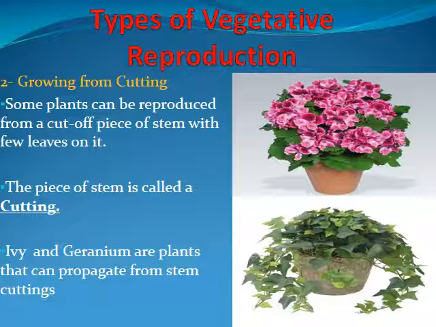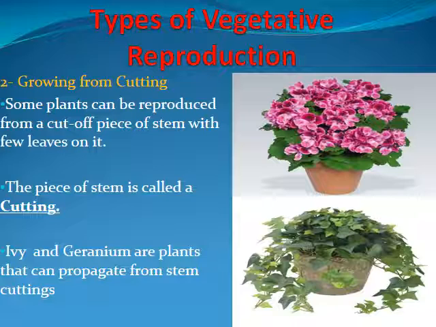Okay, excellent, Muhammad. Thank you. Some plants can be reproduced from a cut piece of a stem with a few leaves on it. Can you give us an example of a plant that can grow from stem cuttings? Yes, Hiba. Geranium plant is an example. Another example, Kemal. Ivy plant, thank you. The piece of stem is called a cutting. That's why we call it growing from cutting. Ivy and geranium are plants that can propagate from stem cutting.